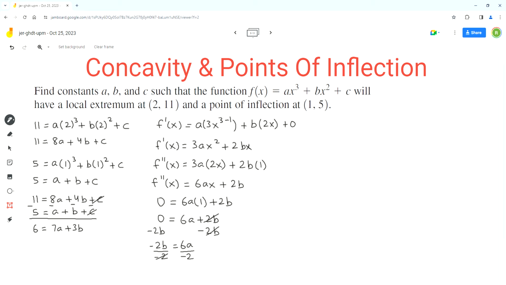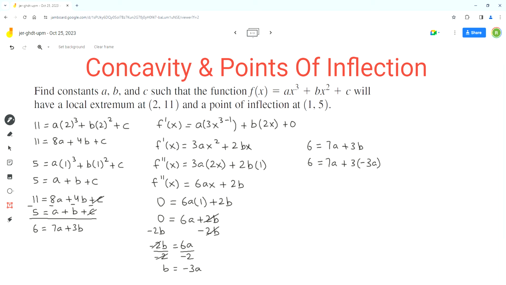The negative 2 on the left side gets cancelled out. So we get b equals, 6 divided by negative 2 is negative 3, so we get negative 3a. Now we can do the substitution for b in the other equation we got, 6 equals 7a plus 3b. So we can do it on the side here. So we got the equation 6 equals 7a plus 3b. Now we can do the substitution for b, so 6 equals 7a plus 3 times negative 3a.